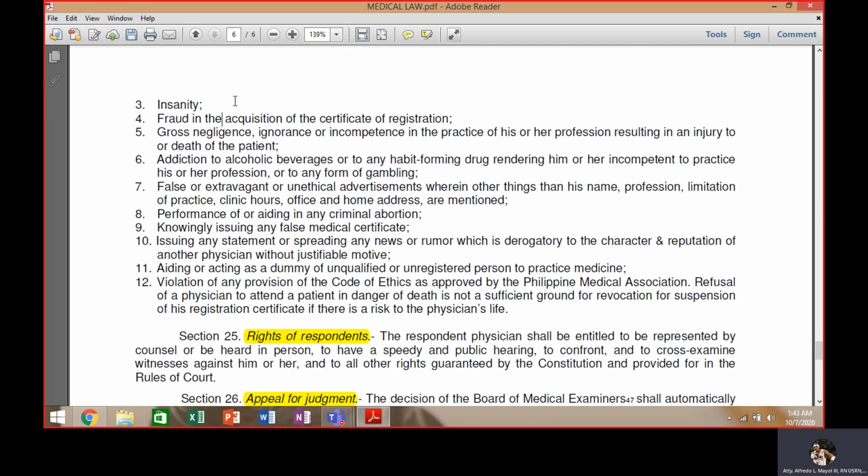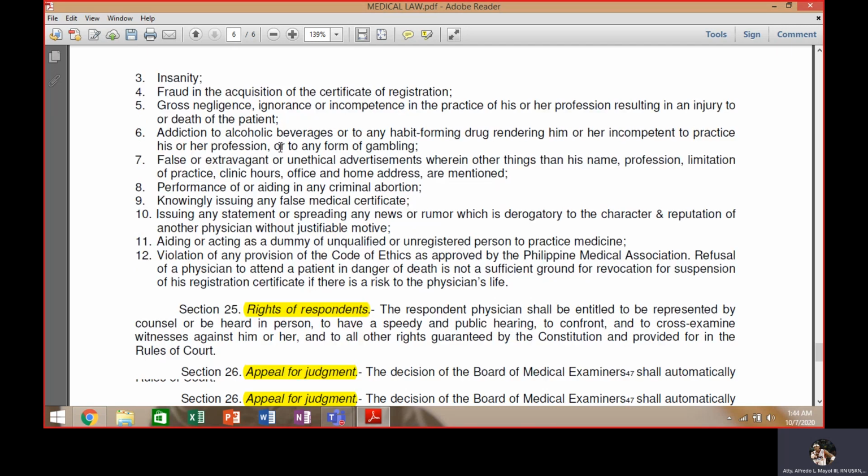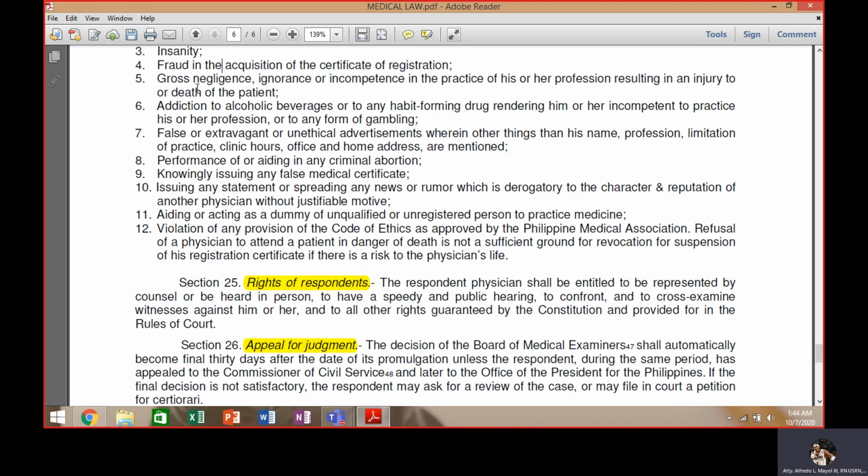Fourth, fraud in the acquisition of the certificate of registration. Fifth, negligence, ignorance, or incompetence in the practice of his or her profession, resulting in an injury to or death of the patient. Okay, this is common in malpractice suits. Okay, this is the administrative part of this liability: the removal of your license. However, the doctor has a three-pronged liability. Okay, the administrative is the removal of your license. The civil aspect is you pay in form of damages, and the criminal aspect is you get imprisoned because of your criminal act.